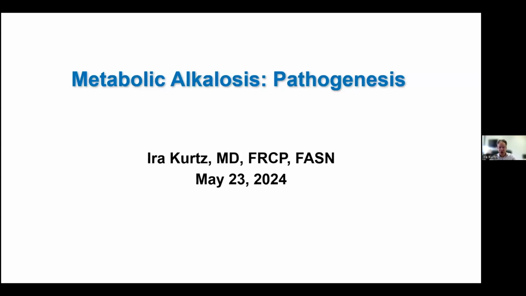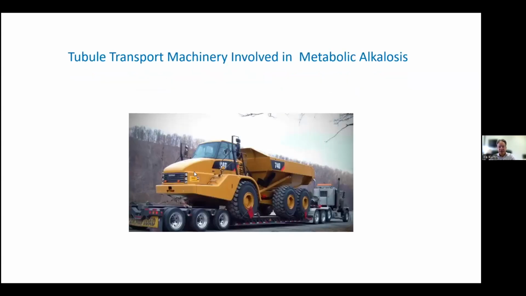We're continuing on, I think this is part 6 or 7, on metabolic alkalosis. And again, the reason is that the understanding of this acid-base disorder is the most complex in clinical chemistry and in nephrology. Okay, so today we're going to be focusing on a different level of what we've been talking about before, and that is the entire tubule transport machinery that's involved in metabolic alkalosis.